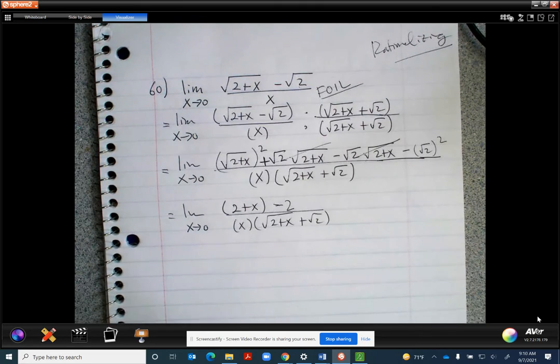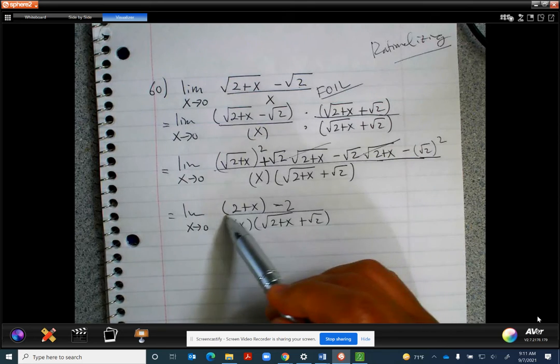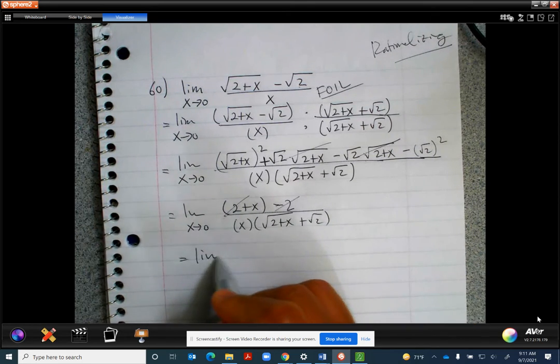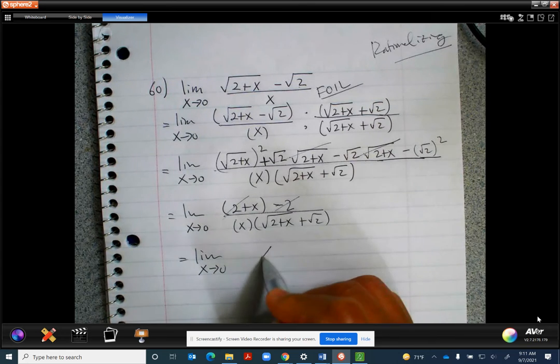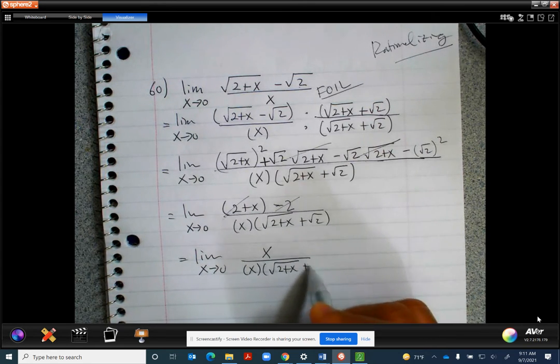All right, help me. Just focus. All right, don't write. What do you notice about the top? Anything on the top? We could cancel out the 2. You can cancel out the positive 2 with negative 2. So what do you have left over then? X over x times square root of 2 plus x plus square root of 2.